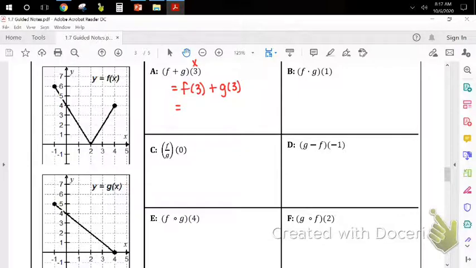So in order to solve this, the first part here, we're going to go to our f graph, which is the top one, and we're going to look where x is 3, and I want to know what is its y value. Well, its y value is 2 plus, I guess I don't really need parentheses there because they're just numbers. So plus, and then g of 3, so we're going to go to our g graph. We're going to look where x is 3, and what is its y value? 1. And so 2 plus 1 is 3.